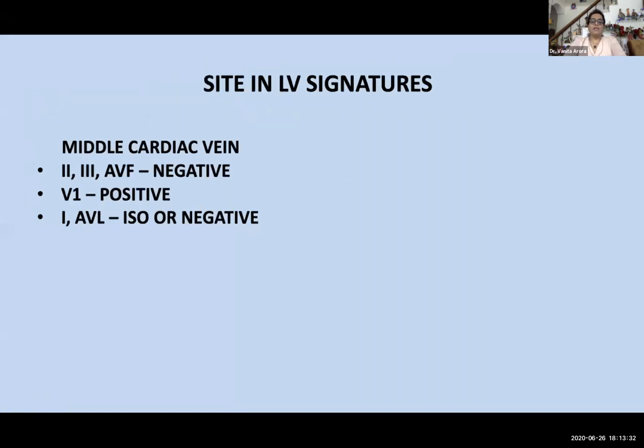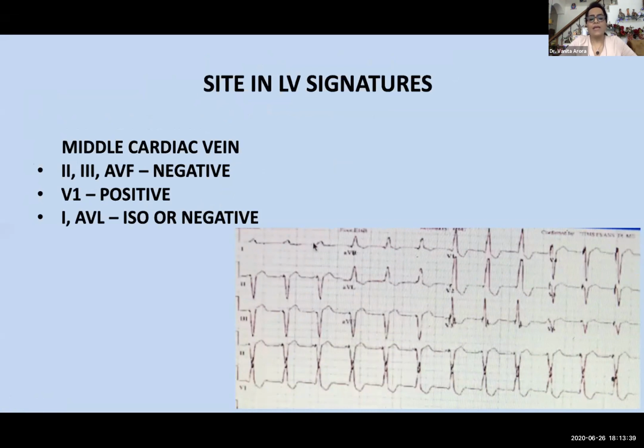There are certain sites in the LV which we sometimes choose to pace, such as the middle cardiac vein. When you are in the middle cardiac vein, your V1 will be positive, your lead 2, 3, aVF will be negative, but look at lead 1. You look at lead 1, this is positive. Whatever programming you do in these leads, in case your lead 1 is positive, you have to reposition your lead, and there is no second thought about it. This is not a good decision to leave the patient here.